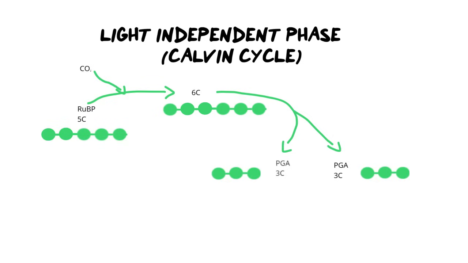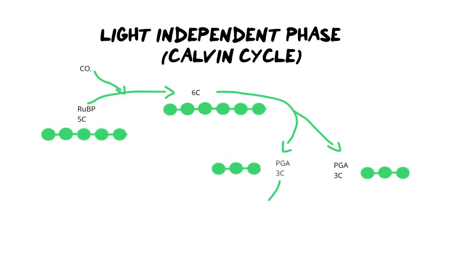Now, for simplicity in my video, I'm only going to talk about one of the PGA molecules at a time, just because it would be difficult to keep track of both of them in the picture. So I'm going to talk about one. Now, this PGA molecule, we need to do a few things to it before it can become a glucose. As we know, glucose has six carbons, 12 hydrogens, six oxygens. Right now, we only have three carbons, and we definitely don't have enough hydrogens or enough oxygens either. So we need to add some of those components first.